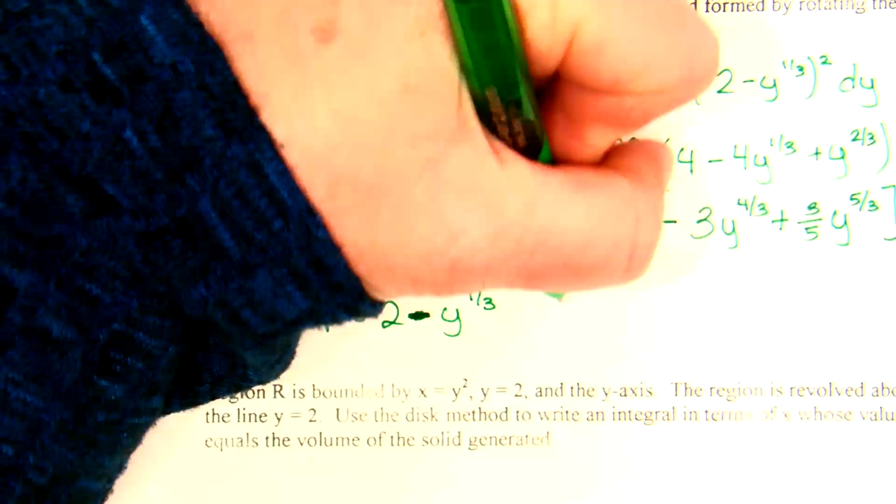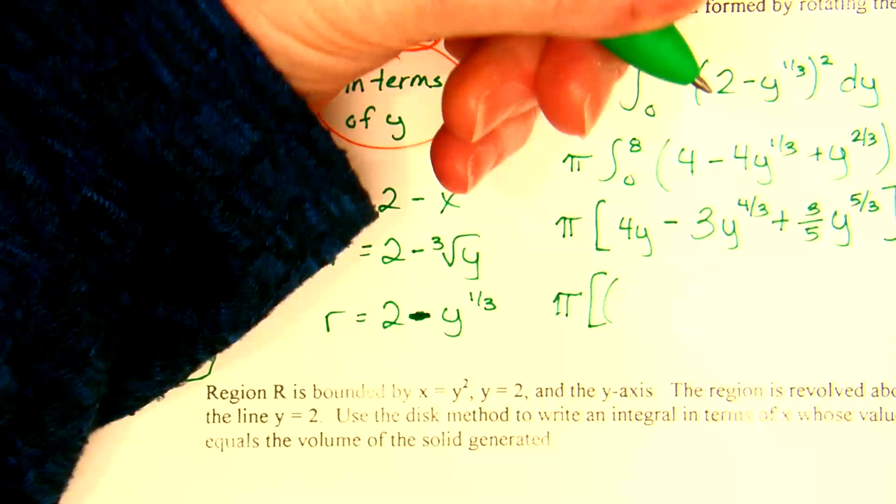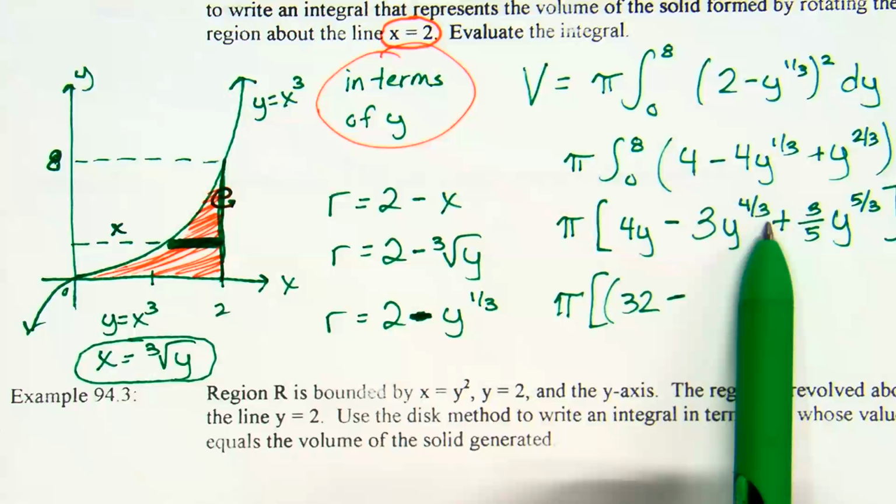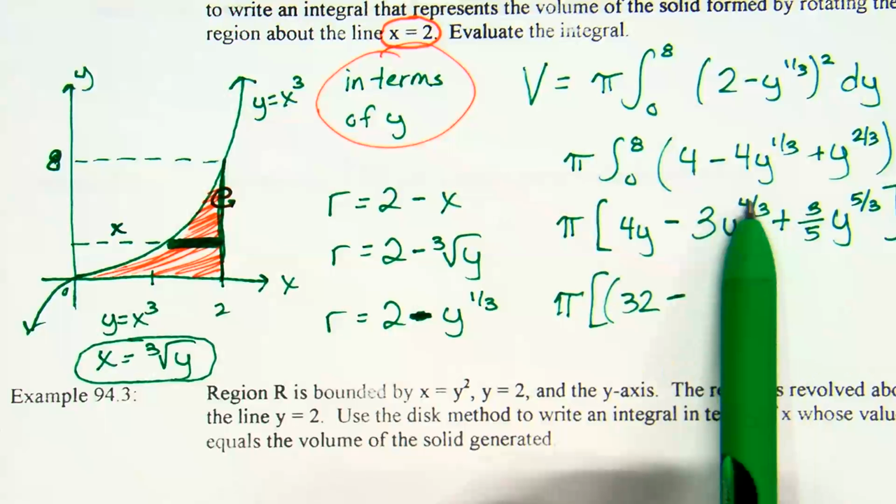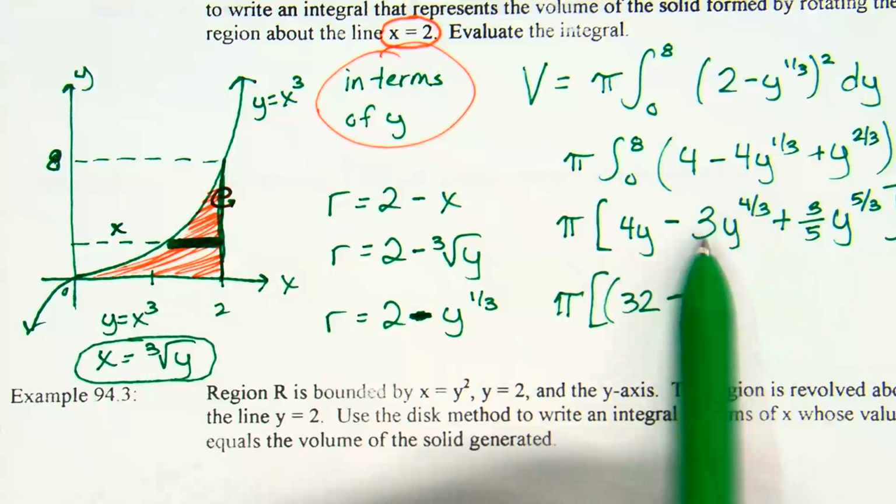Pi times, let's plug in 8. 4 times 8, 32. Minus, now remember, 4/3 means you take the cube root of something, right? Or the thirds part means a cube root. So if I plug in 8, the cube root of 8 is 2. Then it's 2 to the 4th, which is 16, times 3, 48.